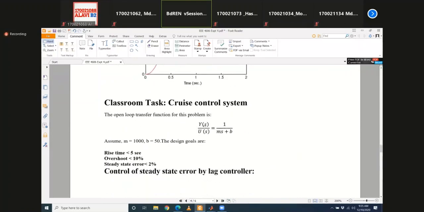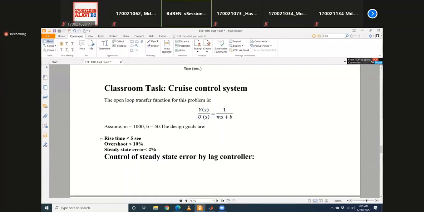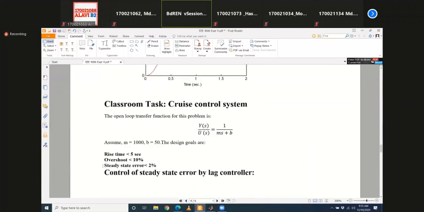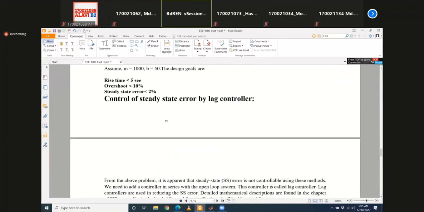Okay, so this is another one which you'll do as your lab task. 1 by ms plus b. Rise time, you have to fulfill these two conditions like the previous one, same method. But steady state error less than 2%, you cannot do that using this method, right? So to reduce the steady state error, you need to add another component in the block diagram. So this is control of steady state error by using a lag controller. We can add a lag controller with the system to control the steady state error, right?